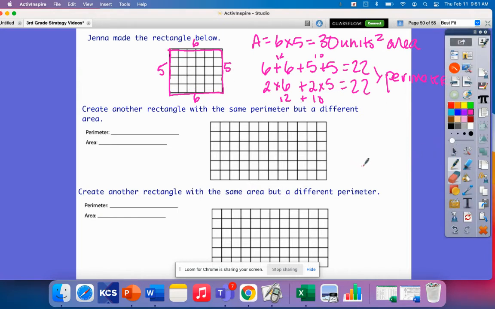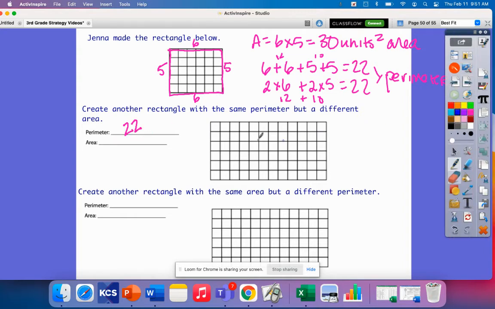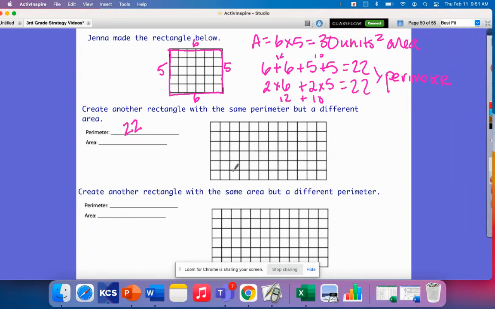Now, our next two problems asked us to create another rectangle with the same perimeter but a different area. So I need to keep the perimeter, but I need to find a different area. So I'm going to use a different color for this. Okay. So same perimeter. So I need the sides, when I add them up, to be 22. And then I need the area to be different though.